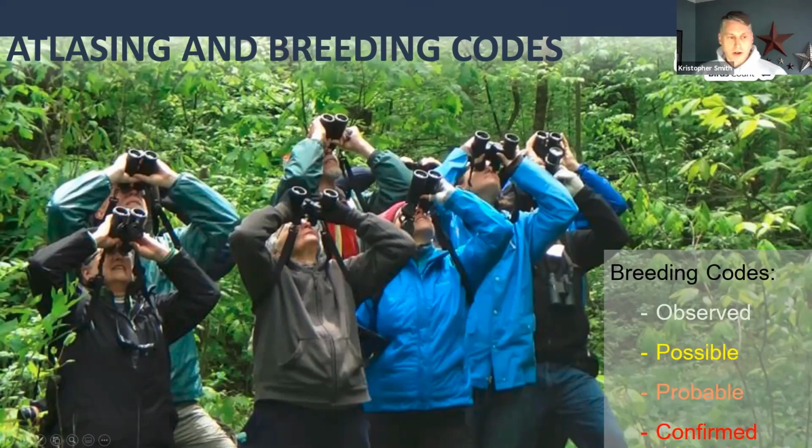Then you have possible codes. Possible codes are behaviors that indicate potential breeding behaviors. Probable codes are codes indicating a higher level of probability of breeding. And then we also have confirmed codes, which indicate the birds are actually breeding in the area, which will help in habitat and conservation efforts in the future. All breeding codes can be found, along with the definitions, on our website, ncbirdatlas.org.